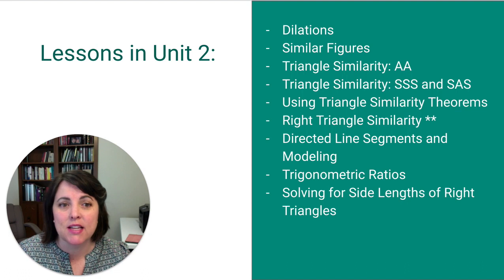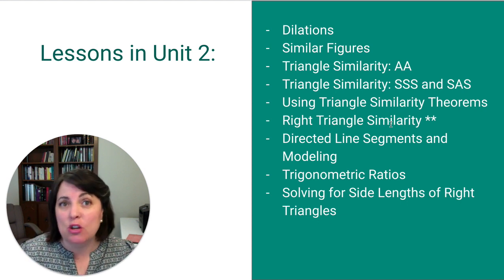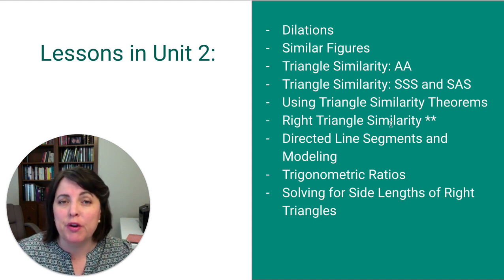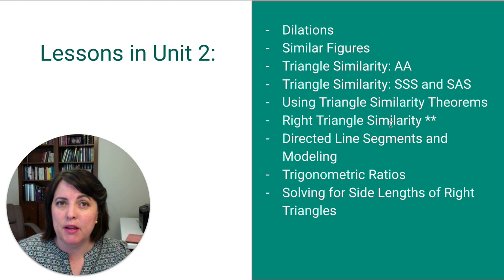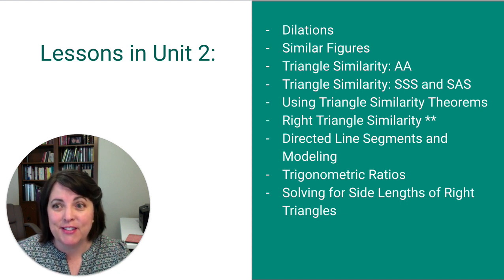So the units in this lesson: first we're going to talk about dilations and similar figures, and then we're going to get into triangle similarity. AA stands for angle, angle, then we have side, side, side, and side, angle, side. Then we're going to use triangle similarity theorems. Then we're going to get into right triangle similarity. Now this may be new for some of you, so that might be a place you want to go and look at the help video on the website to get a little more help with that. Then there's directed line segments and modeling, trigonometric ratios, and then finally solving for side lengths of right triangles.